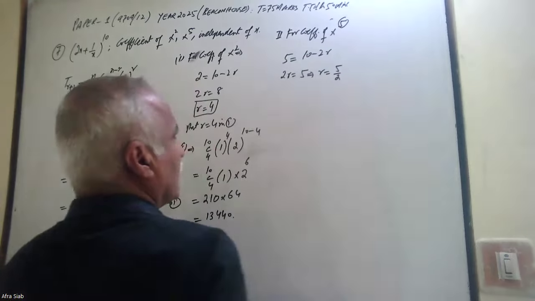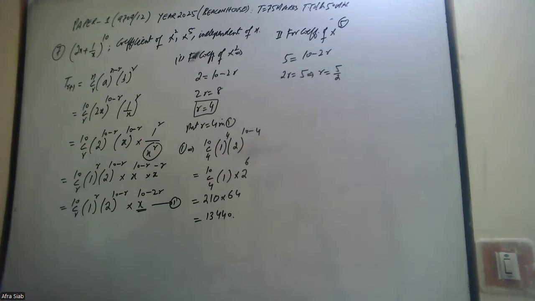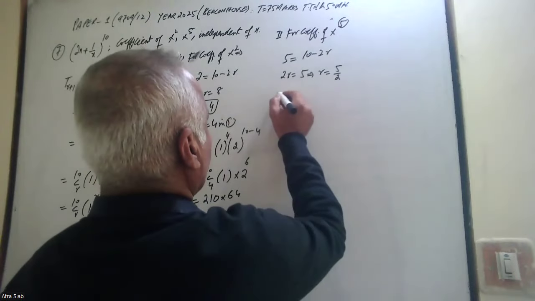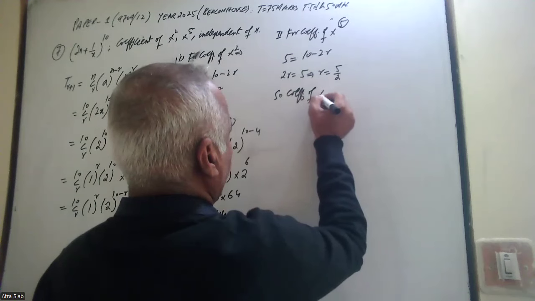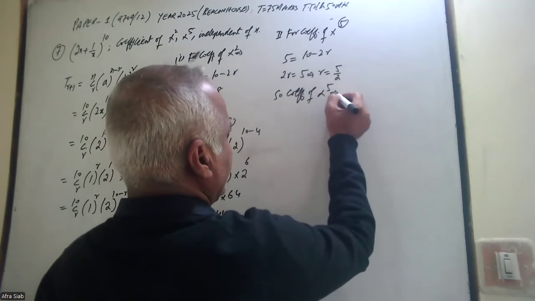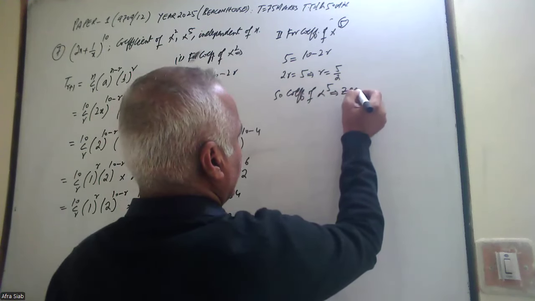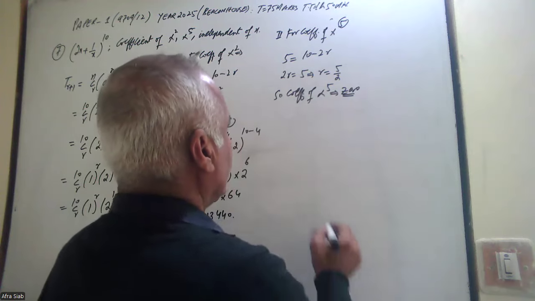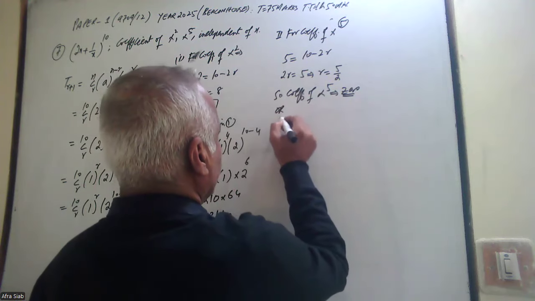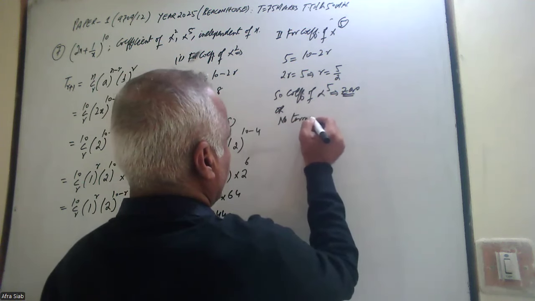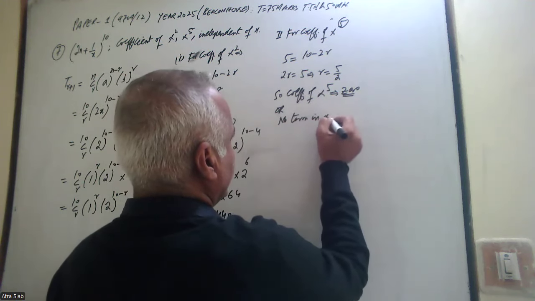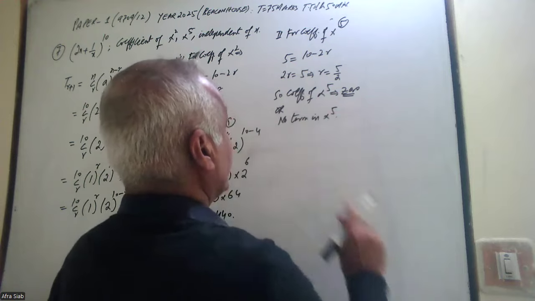But we know that r cannot be in the form of a fraction or a negative number. So the coefficient of x5 will be 0. Or in other words, we can write there is no term in x5 of this expansion.